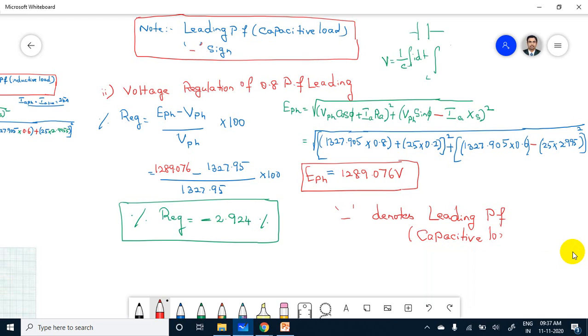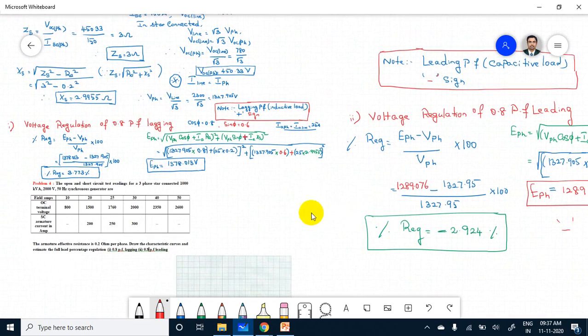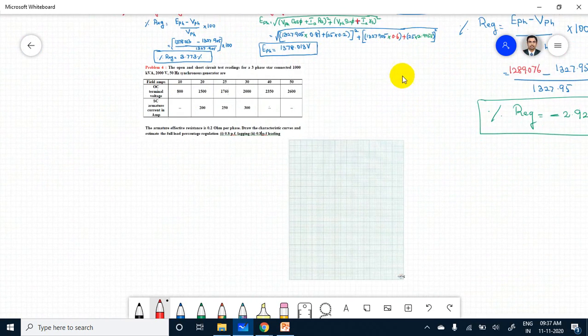Any doubts in this problem, students? You have any doubts in this problem? Any doubts? Can I move to the second problem? Can I proceed? Second problem? Yes, sir. Okay. Second problem.